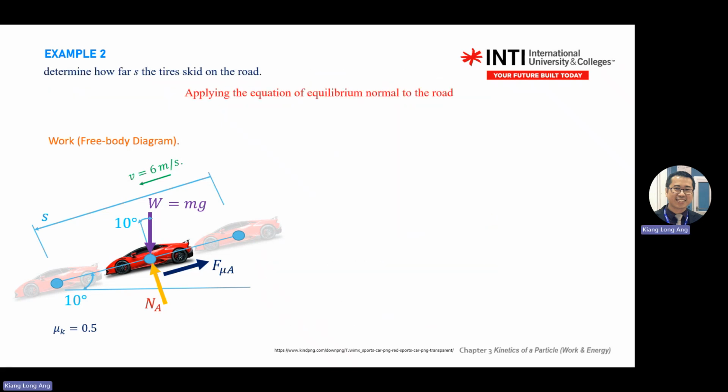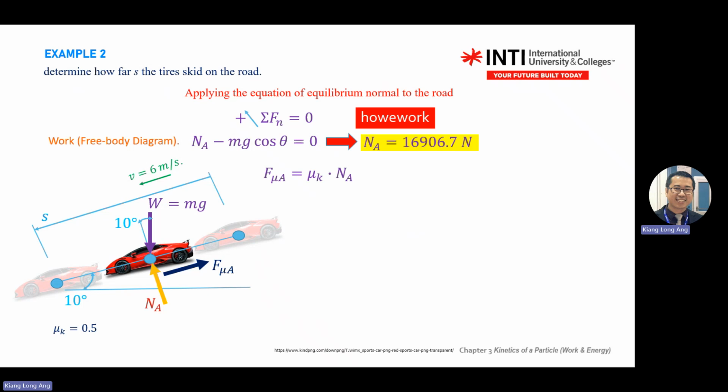Okay, the rest you just apply equilibrium. So here you can also apply the equation of equilibrium normal to the road because you want to find what is your NA. So you sum all the normal forces equal to 0. So NA minus your W cos theta equals 0. You find your NA. So you get your NA, one value. From NA, you find your friction force. From friction force, you find your work done by the friction.